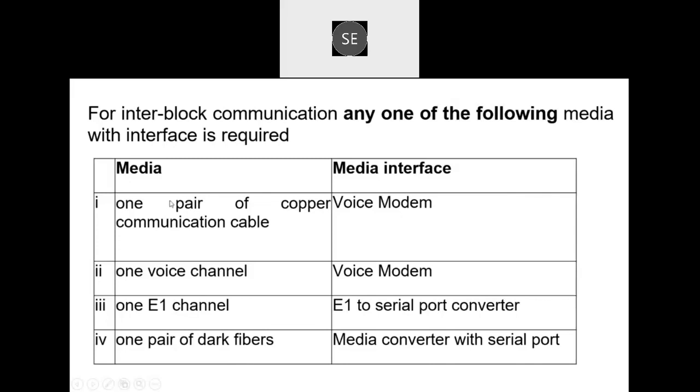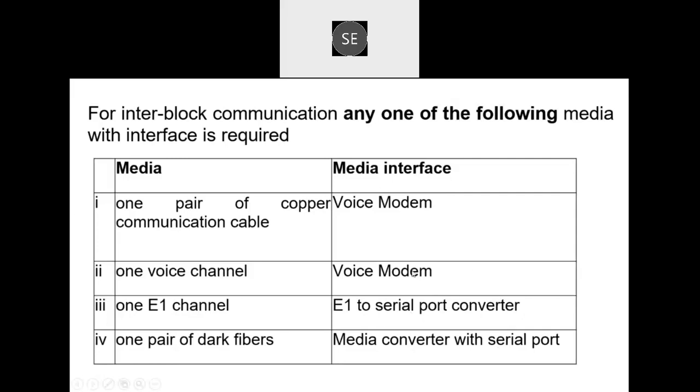According to the medium, the media interface will be changed in the block instrument. If we have copper communication cable, we have to use a voice modem. If we have a voice channel of OFC, again we have to use the same voice modem. But if there is an E1 channel, we have to provide an E1 to serial converter. And if dark fibers are to be connected, a media converter with a serial port is to be used.